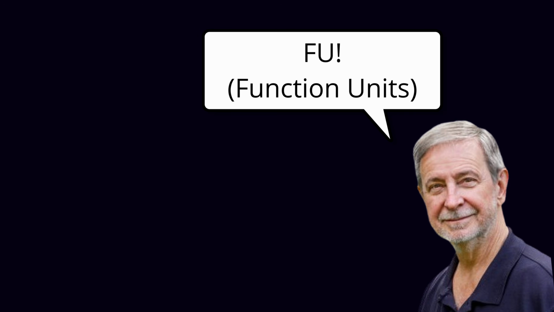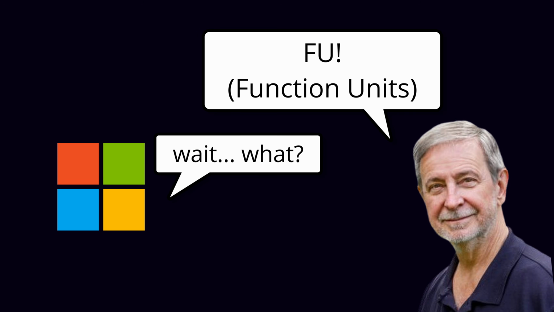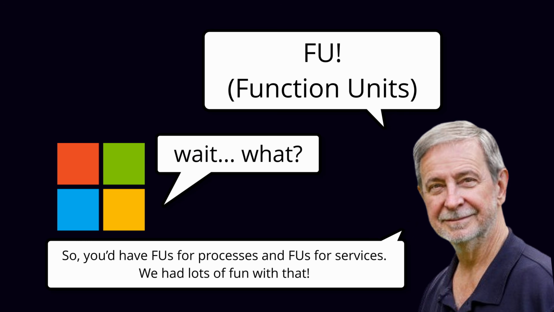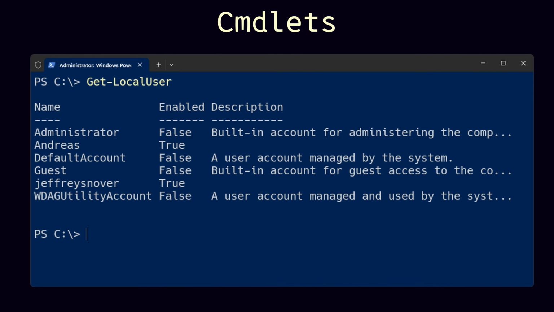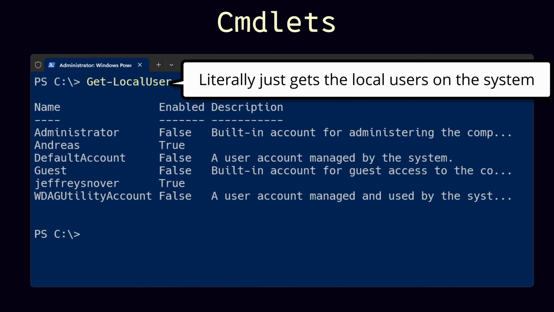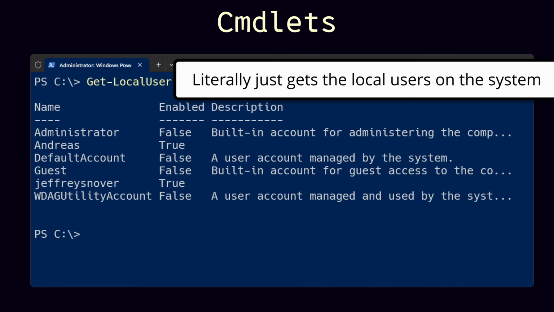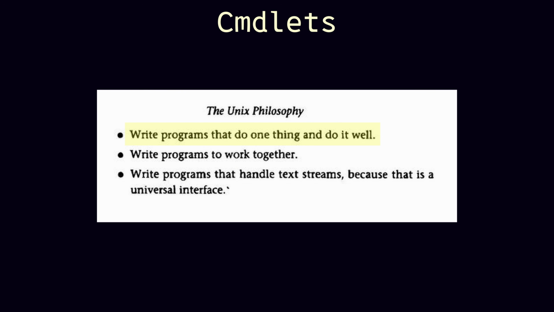Snover initially planned to name them function units, or short FUs, but came to the realization that cmdlets would fly better with corporate. Cmdlets are usually small and focused on one thing, pretty similar to the Unix philosophy of creating programs that do one thing and do it well.